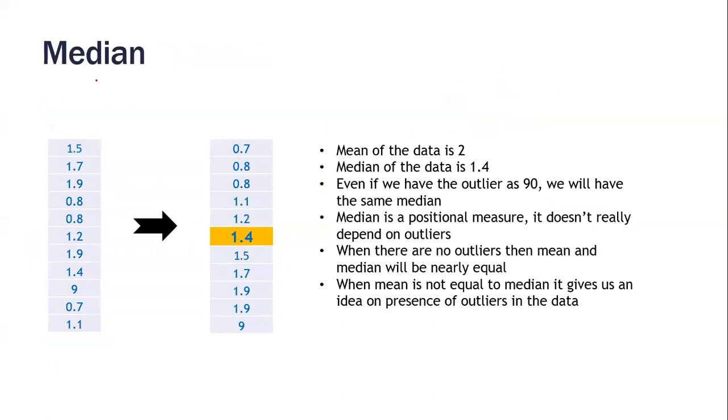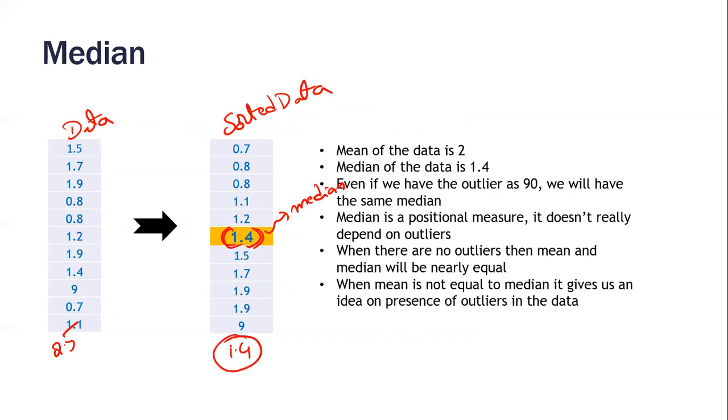How do you calculate the median? You take the data, then you sort the data. So this is the sorted data. Take the original data, sort the data, take the middle value. This is called the median. So for the same data, the mean is 2.5, but the median is 1.4 only. The median is the true center.